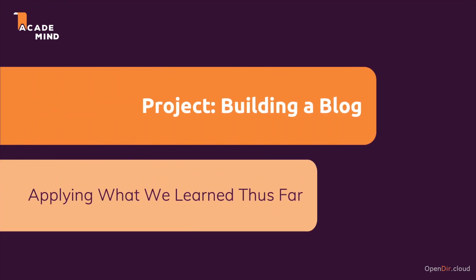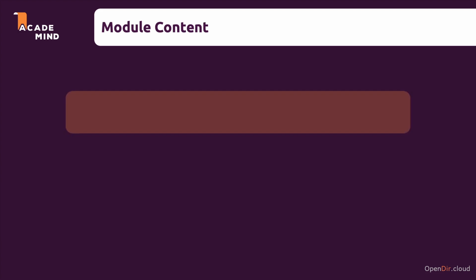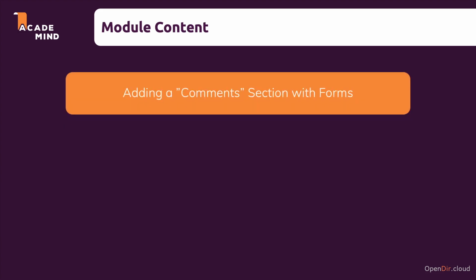We are on the final stretch of this course now. We learned about more core Django features, and now we're going to apply all of them on our project, on our course project. We're going to continue building our blog, and in this course section, we are going to add a comments section with forms so that users, non-logged in users, can leave comments.